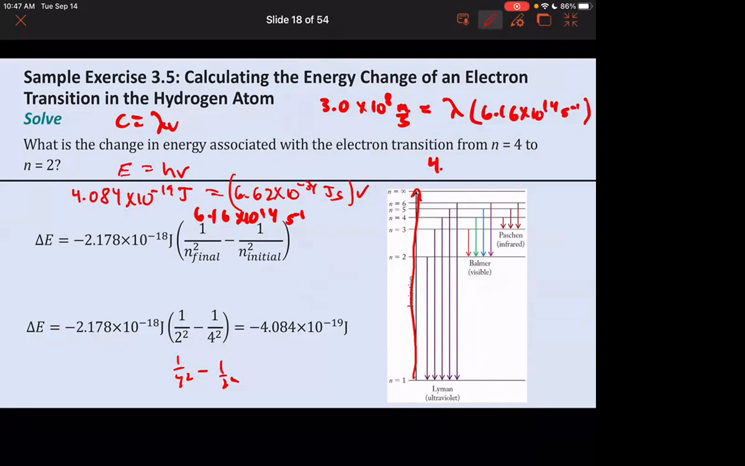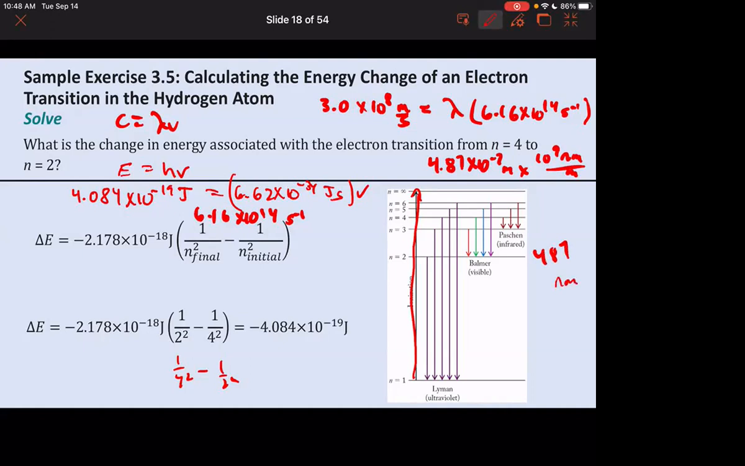4.87. That's about right, yeah. 4.87 times 10 to the minus 7, that'll be meters, times 10 to the 9 nanometers per meter. That'll give us 487 nanometers, right? This is supposed to be the 4 to 2 transition, right?